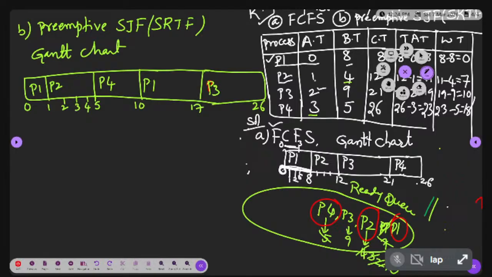In the previous chart also we see, right? The process execution order is different. First, P1 was executing completely continuously, but now it is not continuous: 1 second, then 1 more second, like that. But the end time is the same, right? From this, again go to the same table.